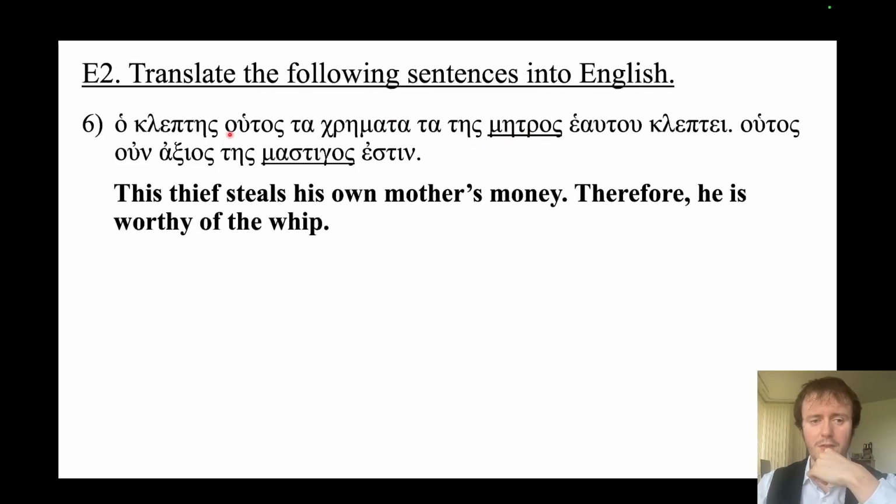So this thief steals the things, you could have said his own mother's things, or possessions, or money, or property, perhaps, for ta kremata. Any of those would have been fine. The ones of the mother of himself. Okay, so it's specifying that it's his own mother, not somebody else's mother, that he's stealing the money of. You could have just said his mother's money, but his own makes it very clear that this is reflexive, referring back to the thief.